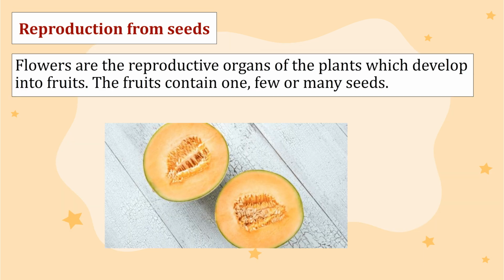Reproduction from seeds. Flowers are the reproductive organs of the plants which develop into fruits. The fruits contain one, few or many seeds.